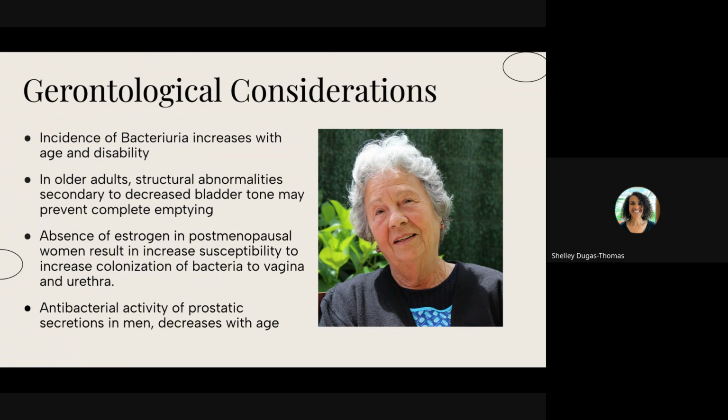In older adults, structural abnormalities secondary to decreased bladder tone, secondary also to stroke, autonomic neuropathy, or diabetes, may prevent complete bladder emptying and increase the risk of UTI. The absence of estrogen in postmenopausal women also makes them susceptible to the colonization and increased adherence of bacteria to the vaginal and urethral walls. The antibacterial activity of prostate secretions that protect men from bacterial colonization of the urethra and bladder also decreases with age in men.